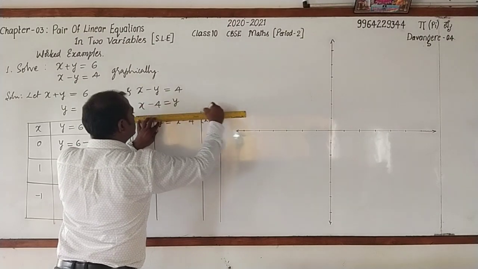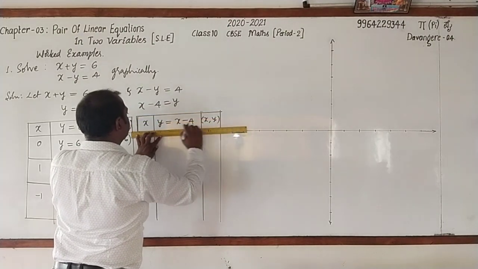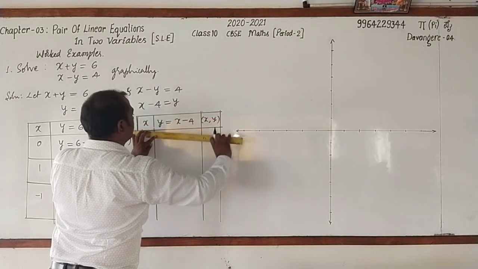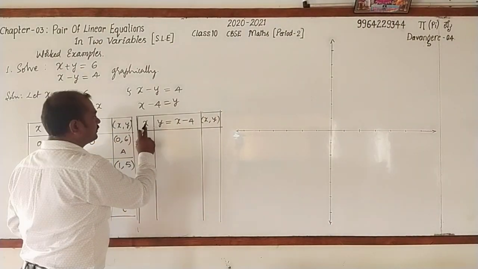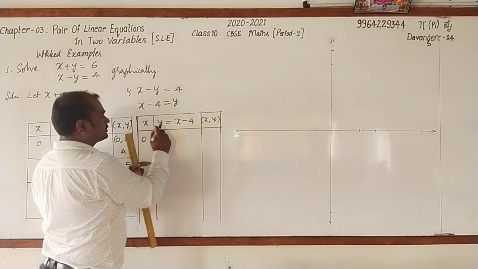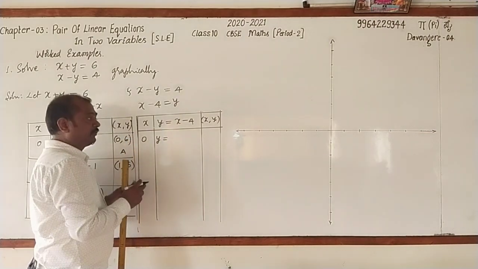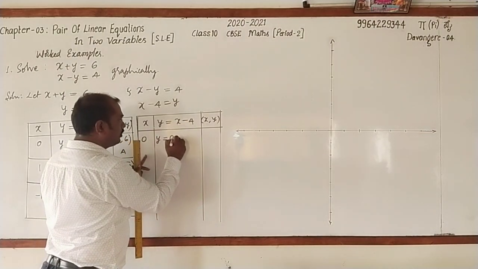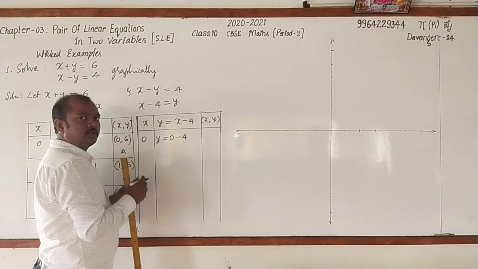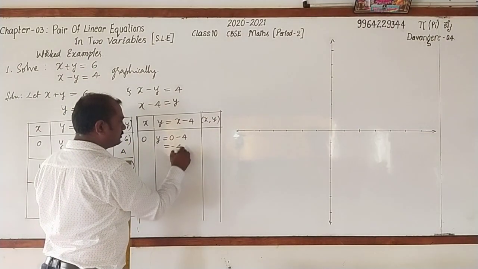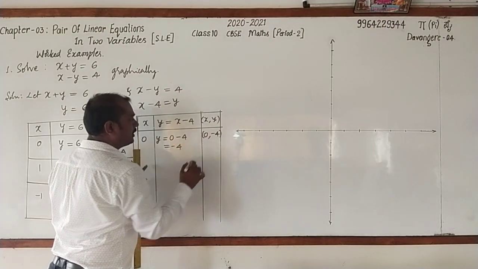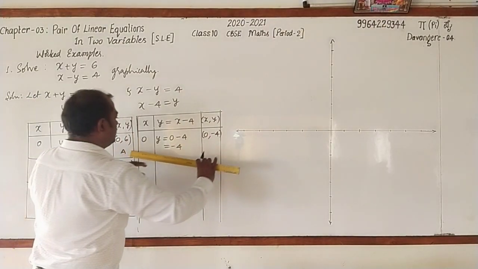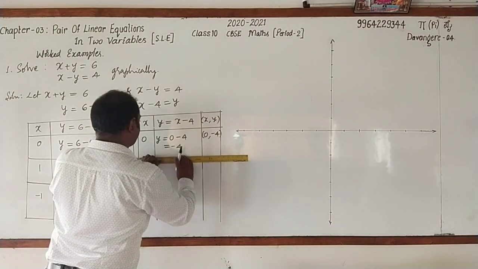Next, let us go for finding the coordinate points by assuming the values for x. Here you can take 0. In place of x, when 0 is substituted, let us see the value of y. It is 0 minus 4. What is 0 minus 4? This is minus 4. So when x is 0, y is minus 4. Clear? Let us find out the second coordinate point.